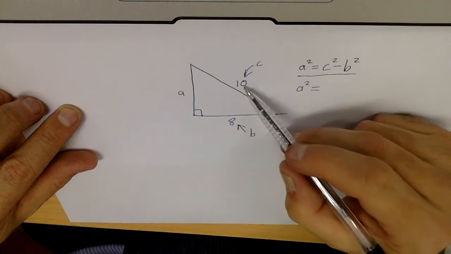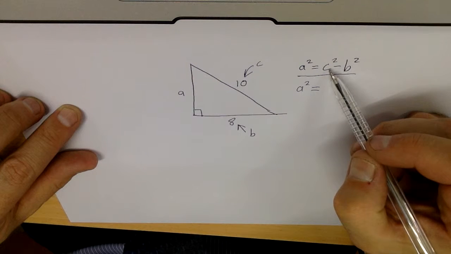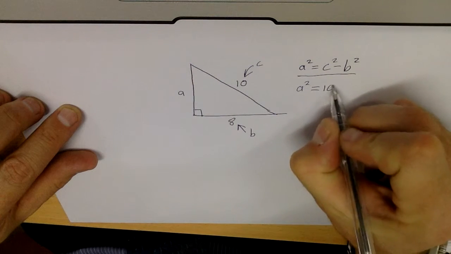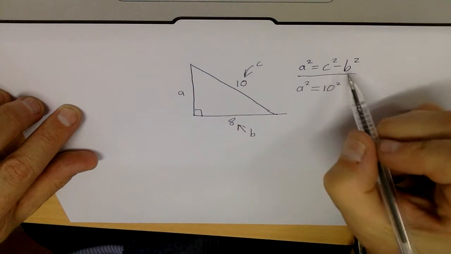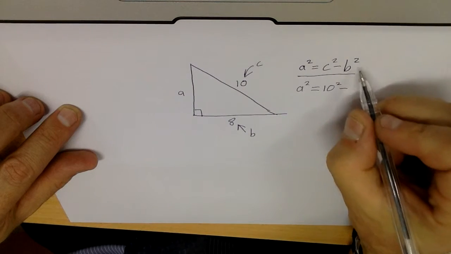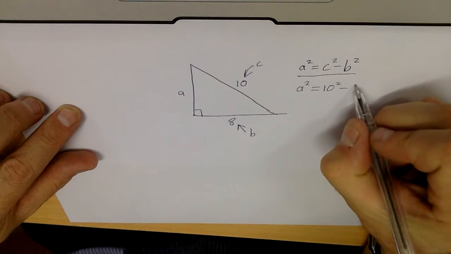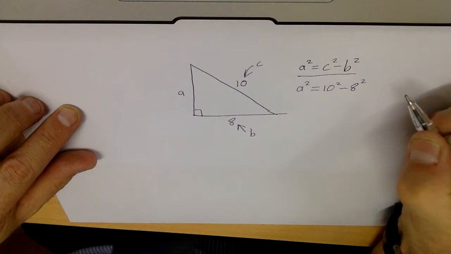What's C? C is 10. Do you know what 10 squared is? Well, I'll write 10 squared in here. And then minus B squared. And B here is 8. So I'm going to write that down as 8 squared.